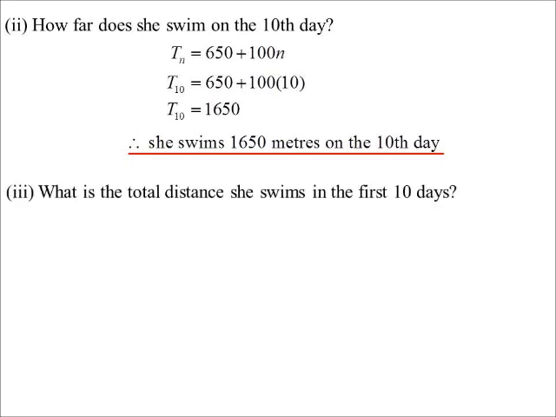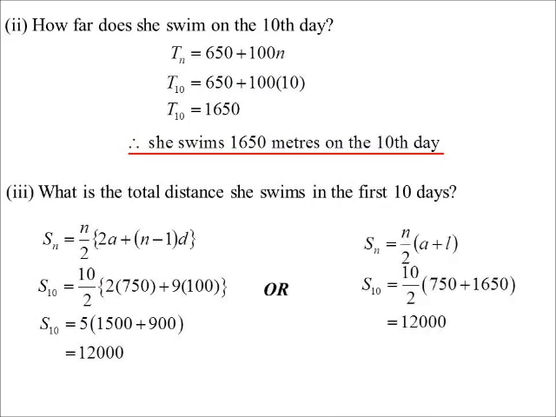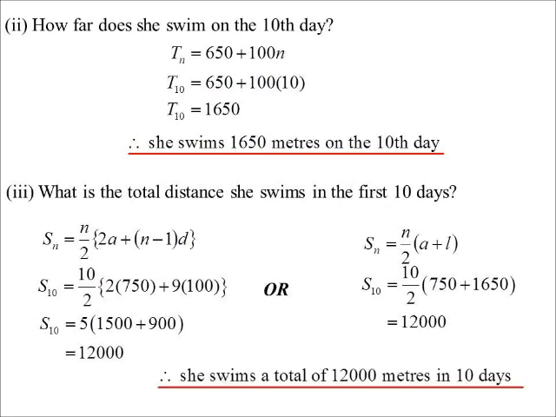Well, how much would she have done over the first 10 days? Well, now that would be the sum of all the terms. So we want the sum of 10. Subbing that in, that's 12 kilometres. Of course, another way you could have done that is you could have used the a plus l formula. Work out how much she swam on the last day, which was the 1,650, which we got in the last part. And, surprise, surprise, we get the same answer.